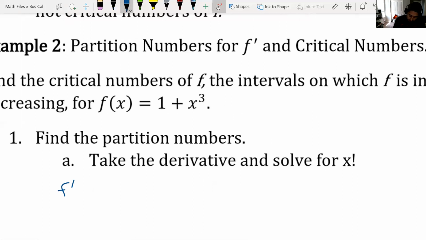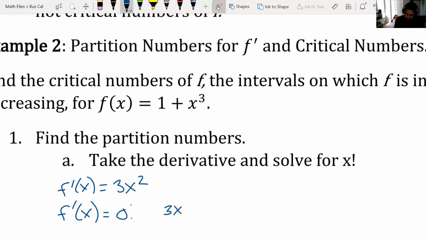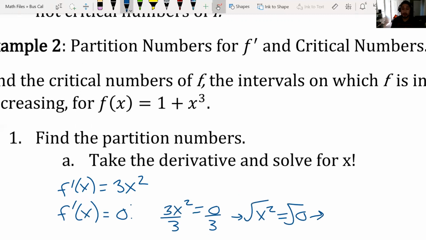So f prime of x is just going to be 3x squared. So 1 plus x cubed, that derivative is 3x squared. Then set the derivative equal to 0. 3x squared equals 0. Divide by 3. X squared equals 0. Square root both sides. And no matter what, x equals 0 still. Again, this is a partition number. This is a critical number.